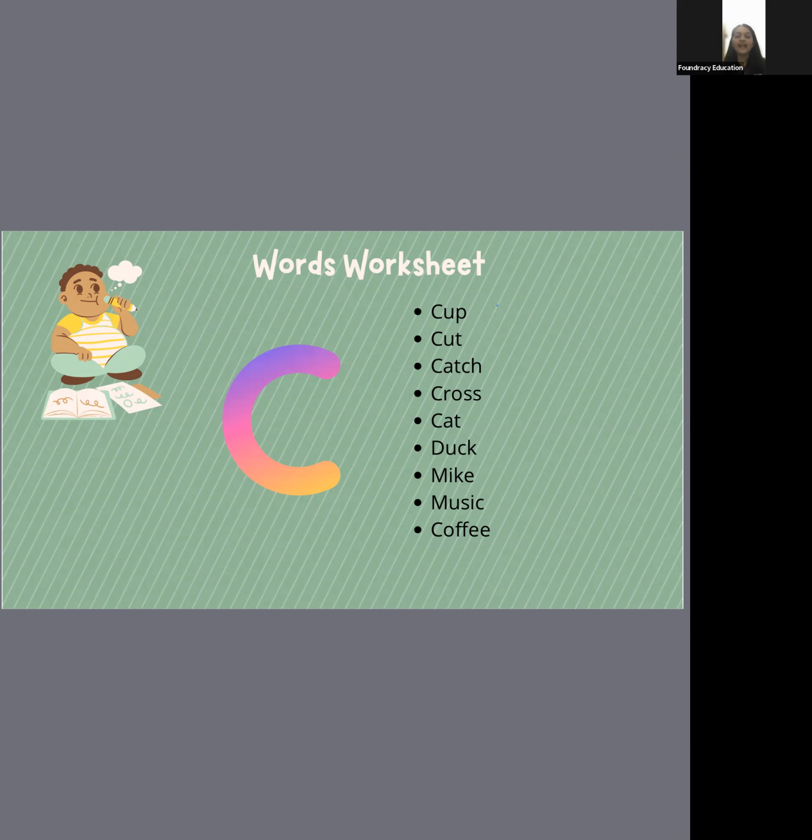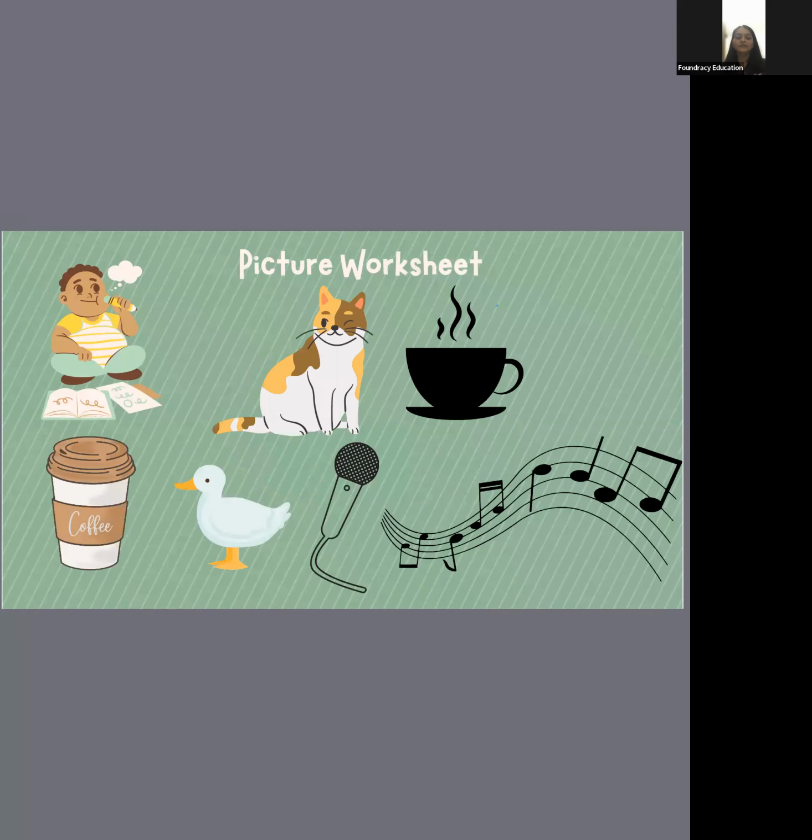The letter is C, and whenever they now see the letter C, the sound should be k without opening the lips. K. So k cup, k at, cross, k at. Similarly, here if you see, this is again cat, cup, coffee. This is mic. You may remove it for now. This is music.